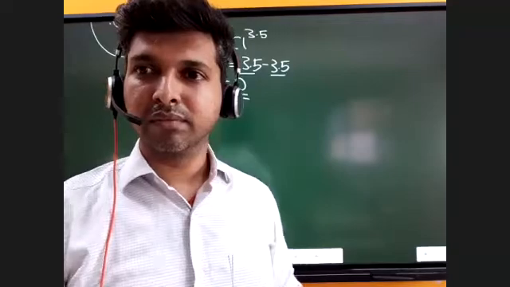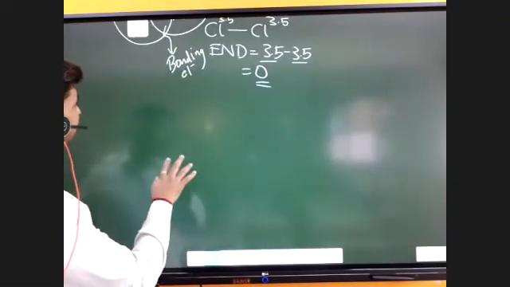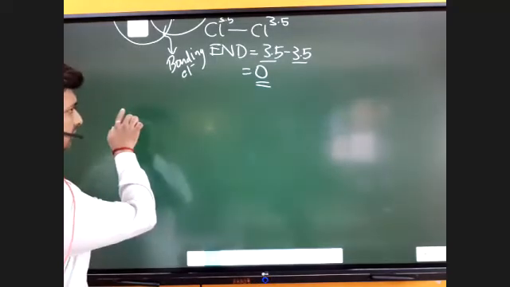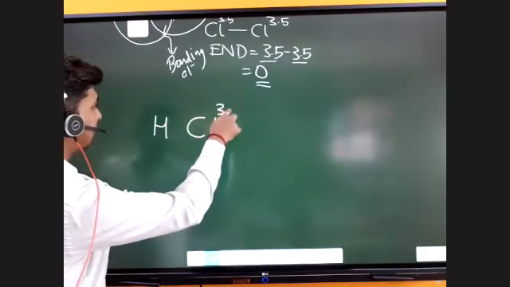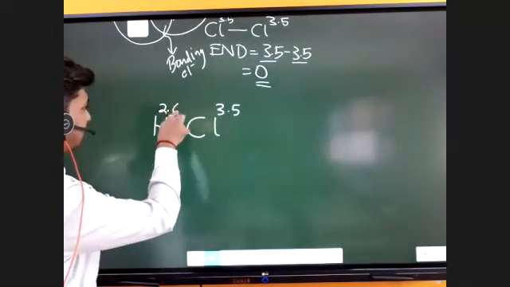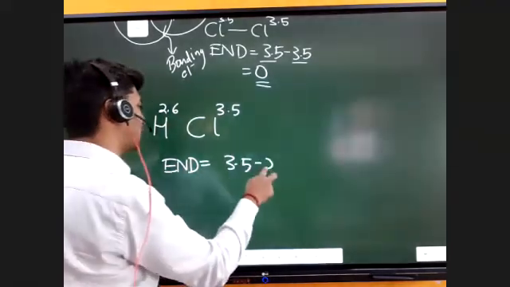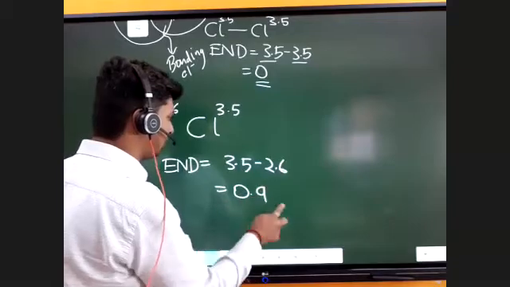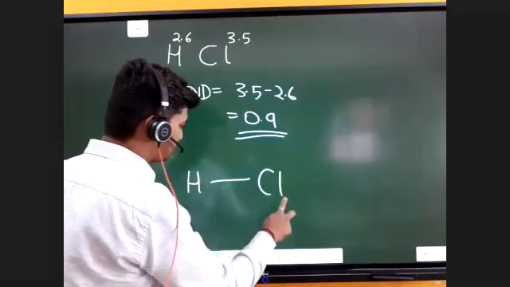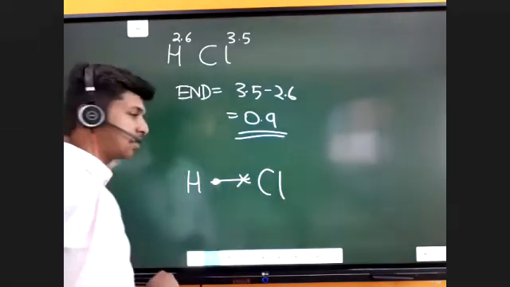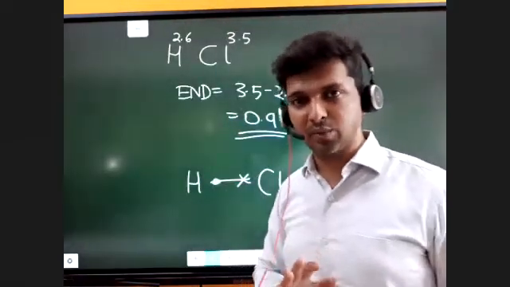Right. So have a look over here. HCl. So Cl has an electronegativity of 3.5 and H has an electronegativity of 2.6. So when I find out the END, the END will be 3.5 minus 2.6, which is roughly equal to 0.9, right? So 0.9 means in the bond between hydrogen and chlorine, electrons will be shared, but the sharing will be unequal, right?